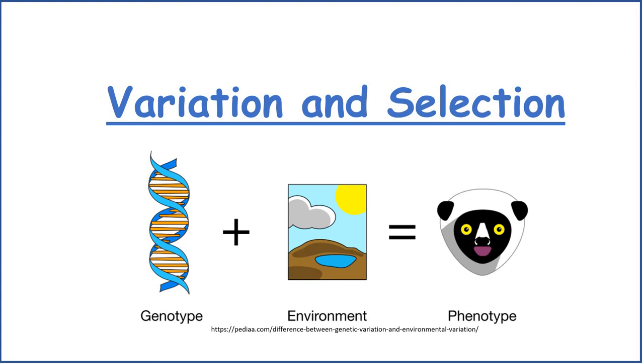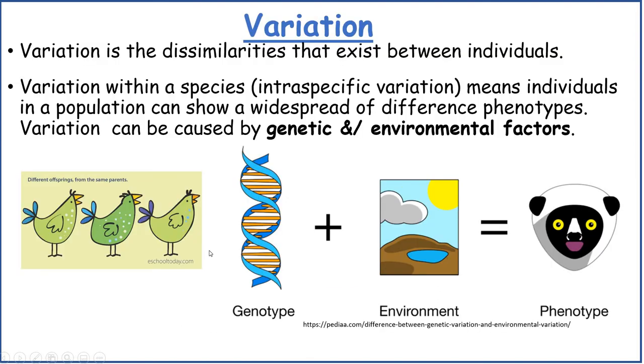Variation and selection in A-level biology. So variation is the differences that exist between individuals. Variation within a species, which is known as intraspecific variation, means individuals in a population can show a wide spread of different phenotypes. Variation can be caused by genetic and or environmental factors.